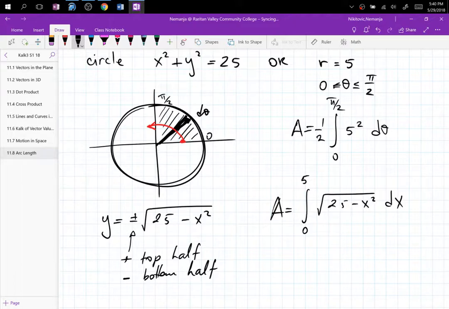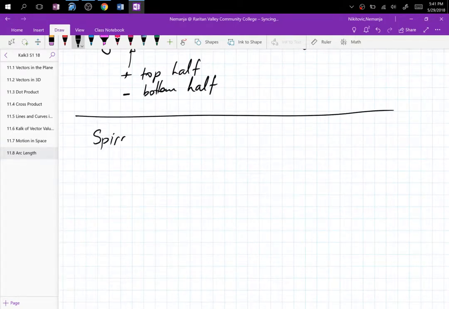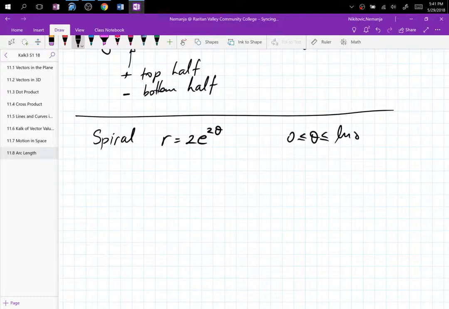So now that we have this length of the curve, let's see if we can find some kind of polar region that you guys could enjoy. A spiral, r equals 2e to the 2 theta. And you are supposed to be on theta in radians between 0 and ln 8. Have fun.